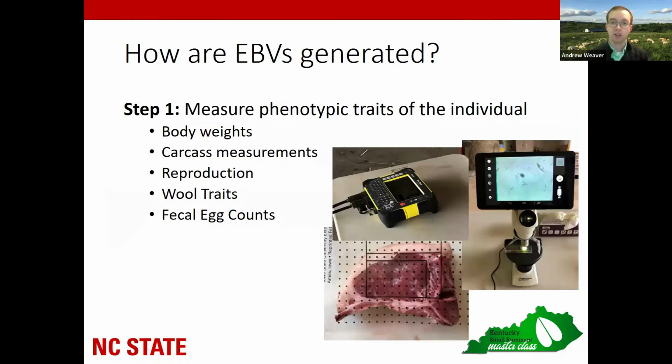So how are EBVs generated? How are these estimated breeding values predicted? The first step to generating them is to measure those phenotypic traits of the individuals, to keep records. That is the foundation of genetic evaluation and establishing these breeding values. So step one, we have to measure those traits that are relevant to our production system. That could be body weights, carcass measurements, reproductive measurements like number of lambs born, number of lambs weaned, wool traits if wool production is of value to you, fecal egg counts if you're interested in improving the parasite resistance of those individuals.